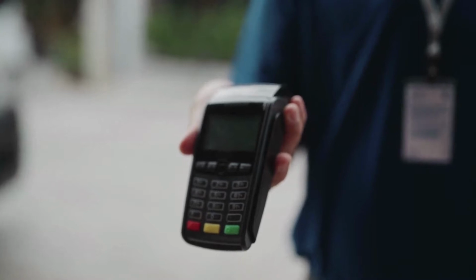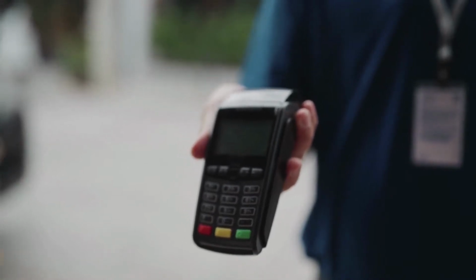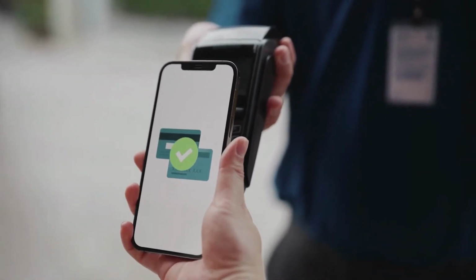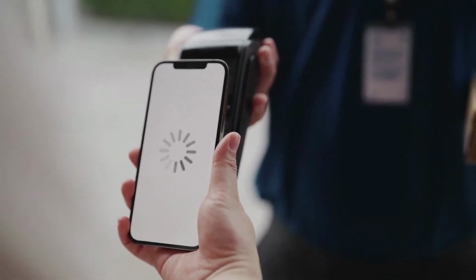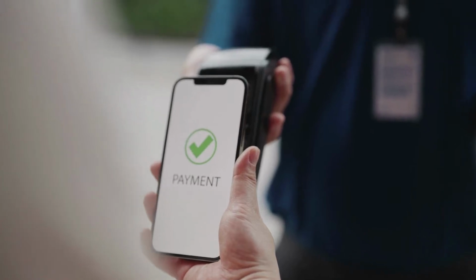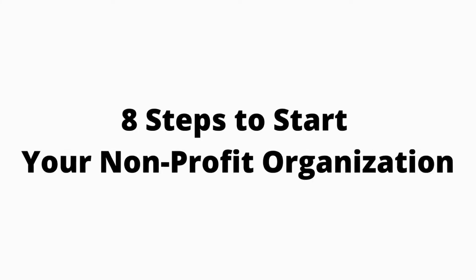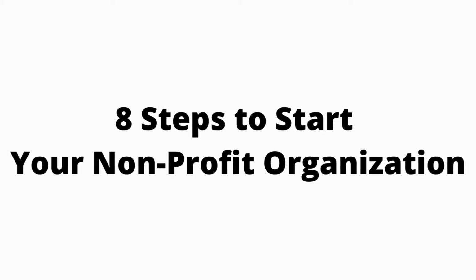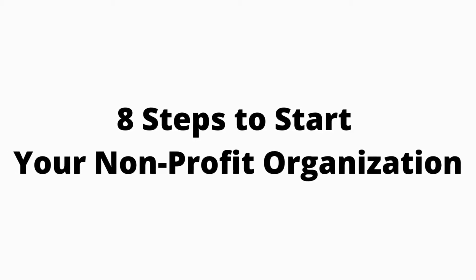So think about huge nonprofit organizations such as the YMCA or Goodwill. They charge fees for goods and services to generate revenue. Your nonprofit can do the same. So now that we've put those myths to rest, let's move on into the 8 steps that you should take to get your nonprofit up and running.